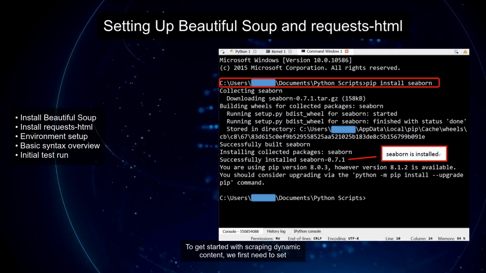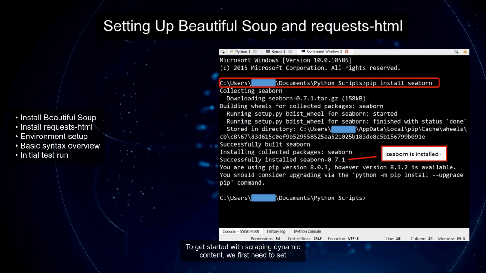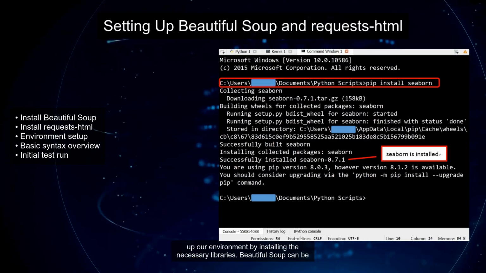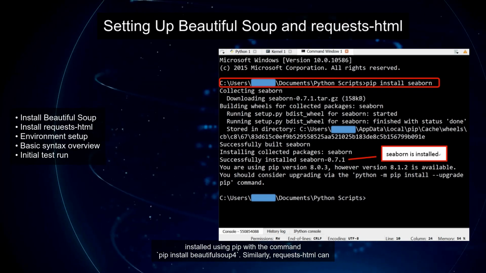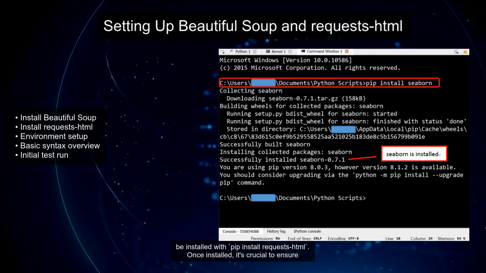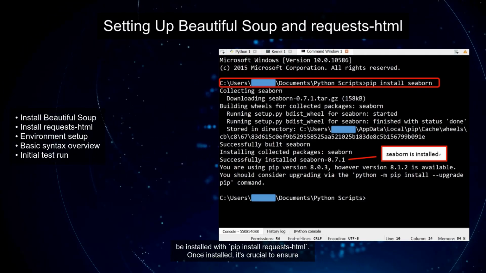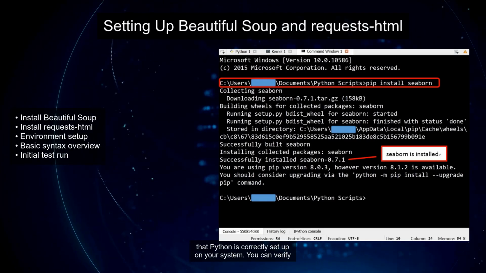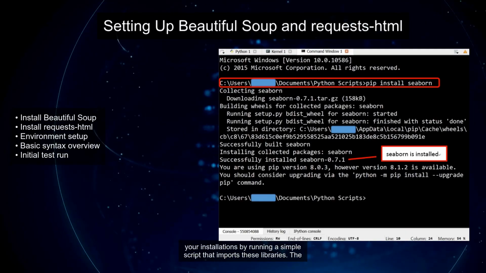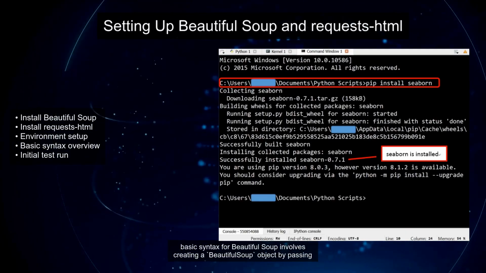To get started with scraping dynamic content, we first need to set up our environment by installing the necessary libraries. Beautiful Soup can be installed using pip with the command pip install beautifulsoup4. Similarly, requests HTML can be installed with pip install requests-html. Once installed, it's crucial to ensure that Python is correctly set up on your system. You can verify your installations by running a simple script that imports these libraries.